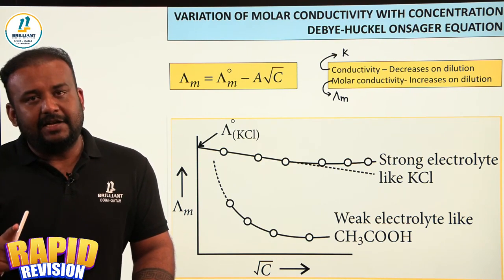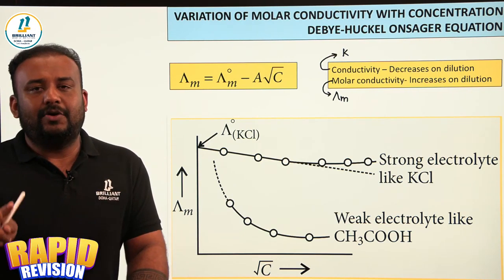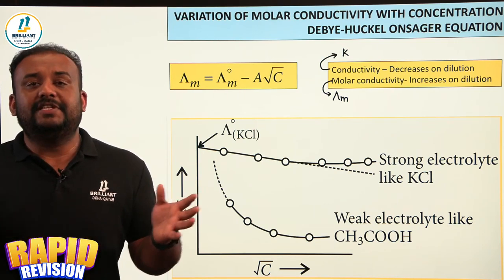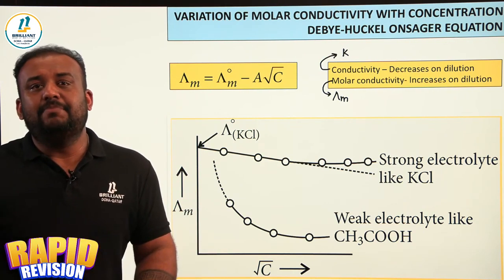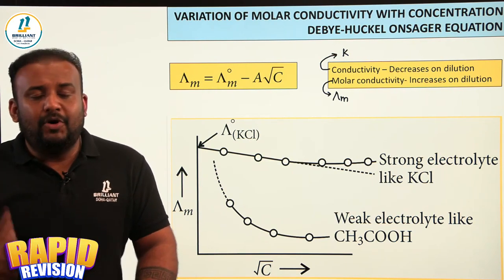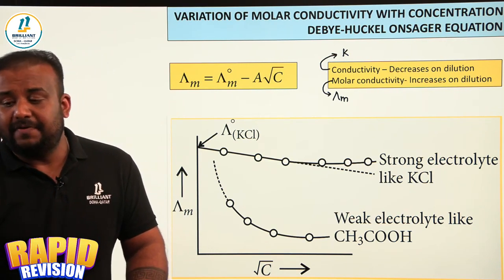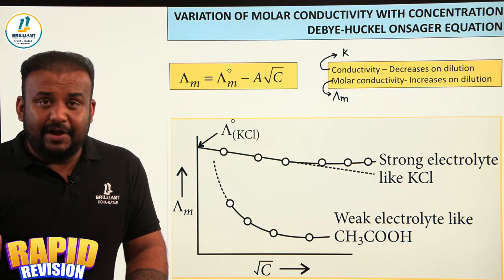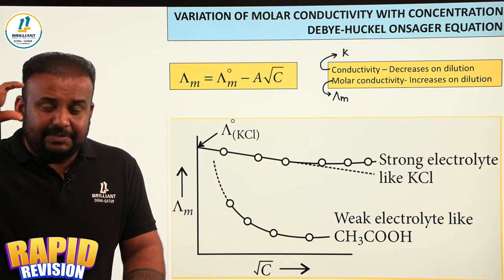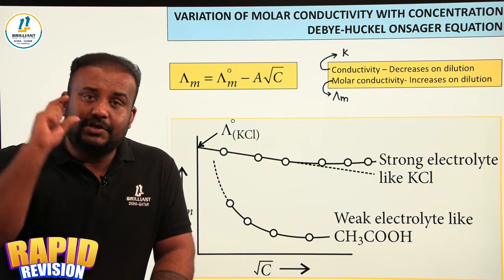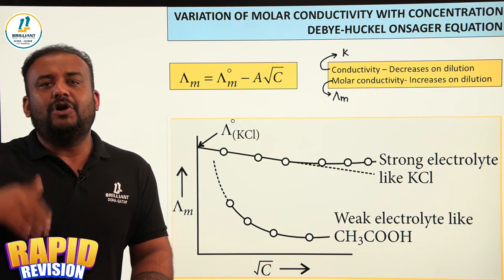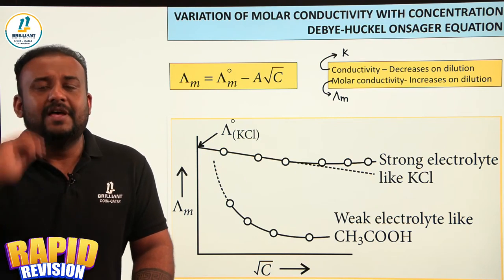And the reason for that, remember: for a weak electrolyte, when you add more solvent or dilute it, the degree of dissociation increases. Hence, you will see more ions, and that will greatly shoot up the molar conductivity of a weak electrolyte because of the availability of more ions. That's a specific reason you can highlight. For strong electrolytes, the molar conductivity increases slightly, but not as much as in weak electrolytes.